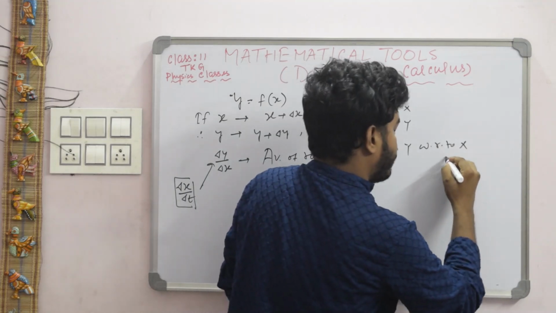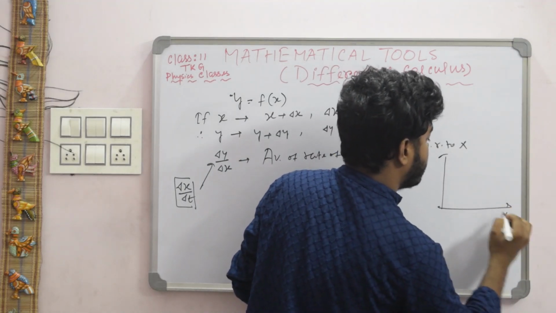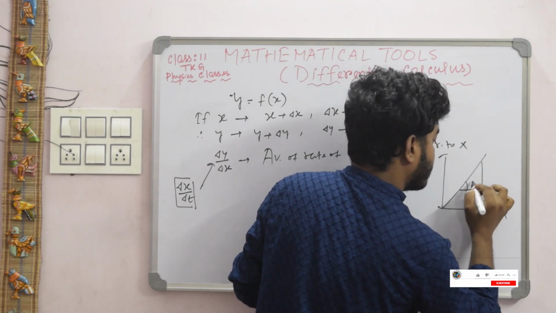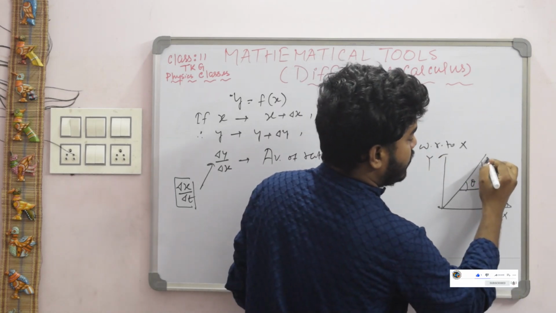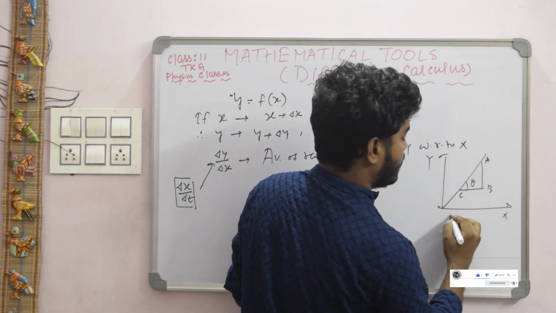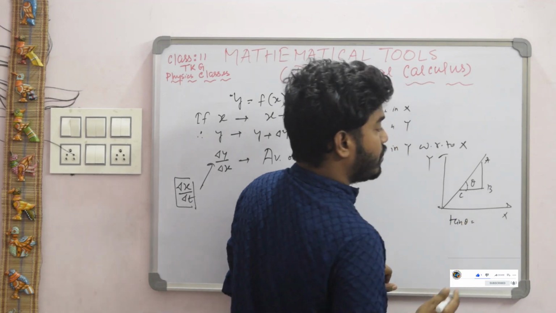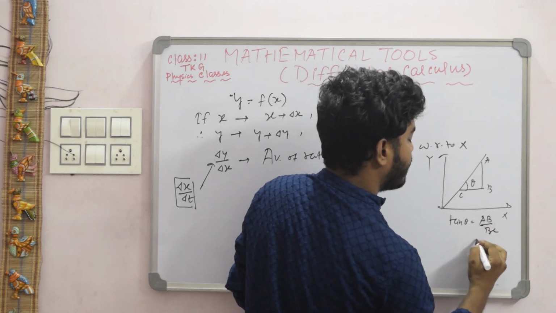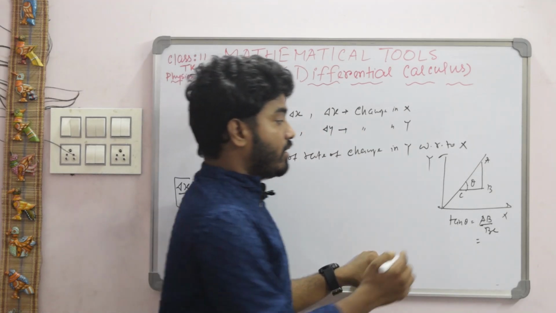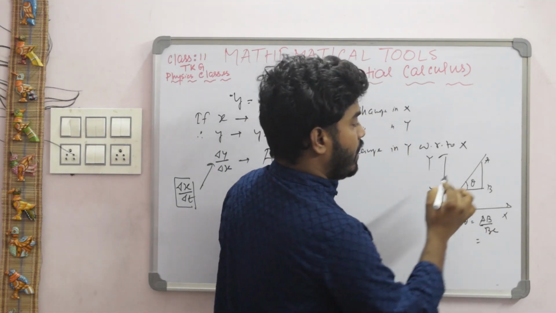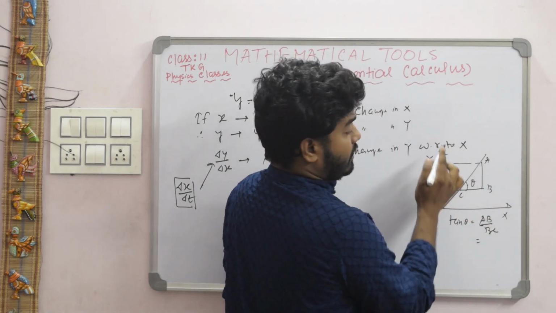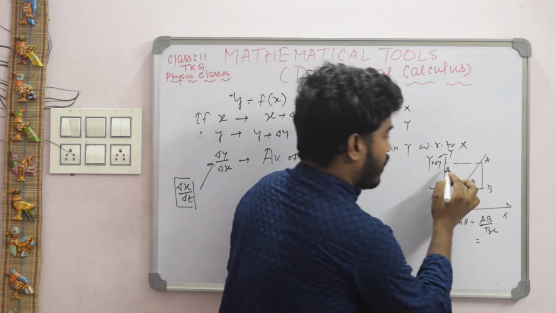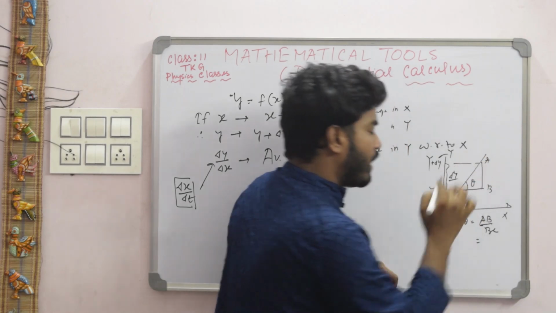Suppose I am drawing a graph, this one is the x axis, this one is the y axis, and this is a straight line. Now you need to find the slope of this graph. So what will be the slope? Suppose this angle is theta, and the slope, that is tan theta, is equal to AB by BC. Now what are AB and BC? Suppose this portion is y and it increases, so this one is y plus del y. So this portion represents del y.